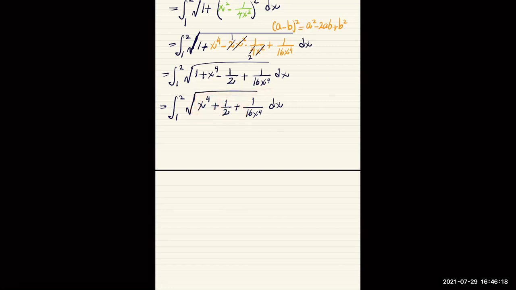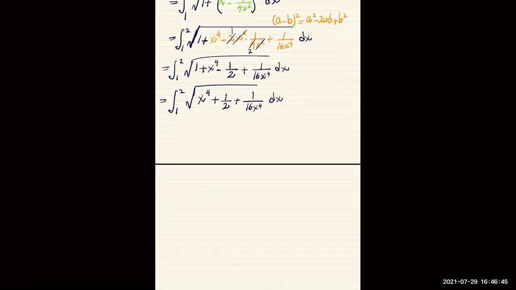But here's what you do. When you see three terms, like a trinomial, what you want to do is most likely factor it. Three terms should remind you of a quadratic. We can factor some quadratics, especially if these are perfect squares, and they are. x to the 4 is a perfect square, and 1 over 16x to the 4 is a perfect square, too.